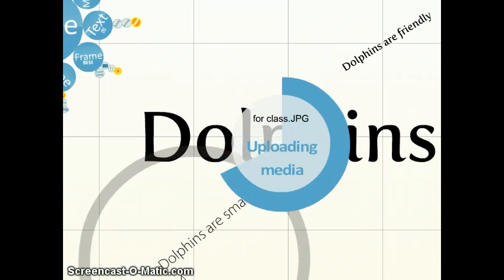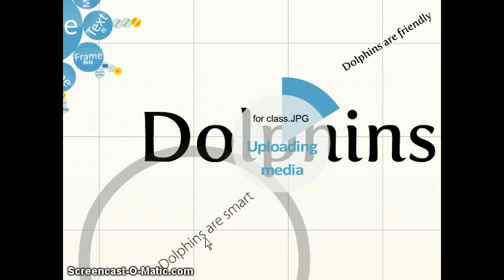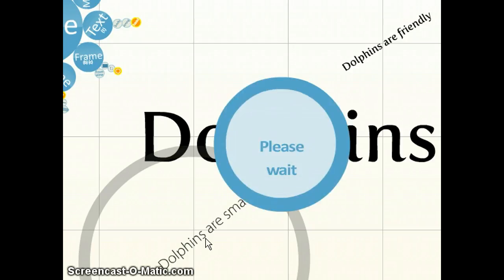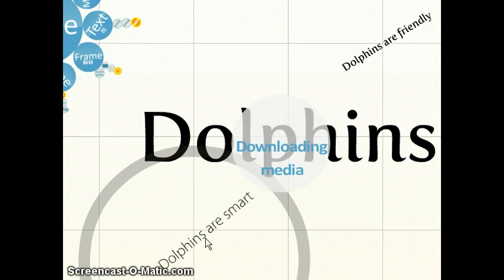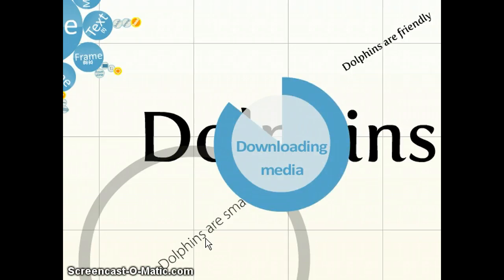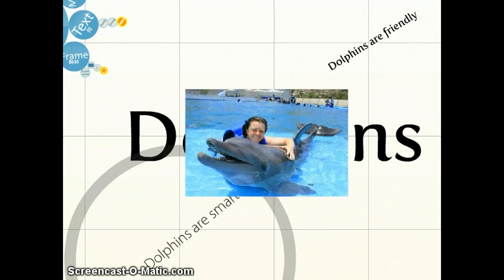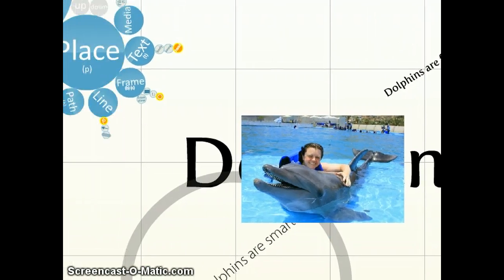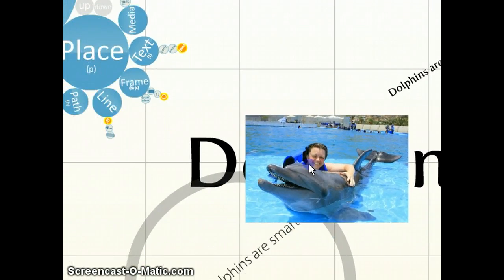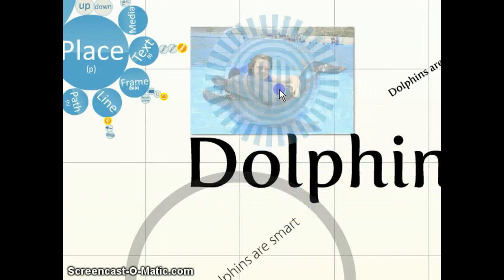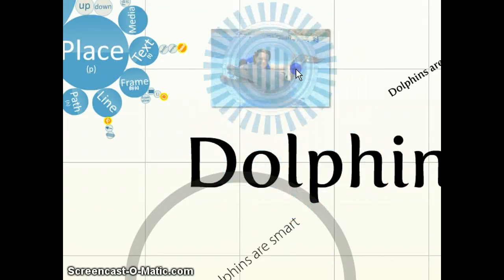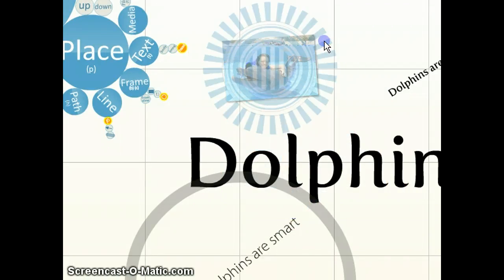As you can see, it's uploading the media from your computer, and then it's going to download it onto your Prezi. Okay, so I wanted to move this, so I'm going to choose place and then the transformation zebra. So I'm going to move it up here. I'm going to make it a little smaller and I also want to rotate it.